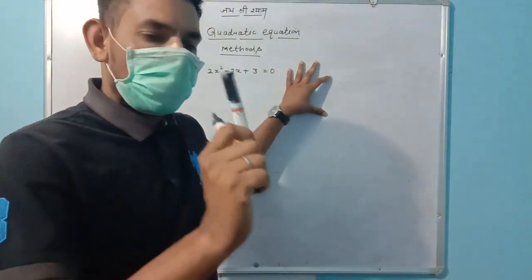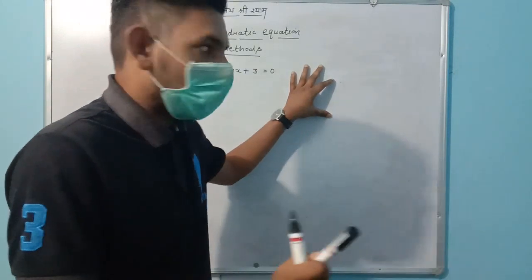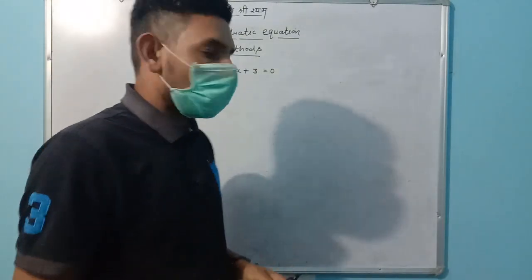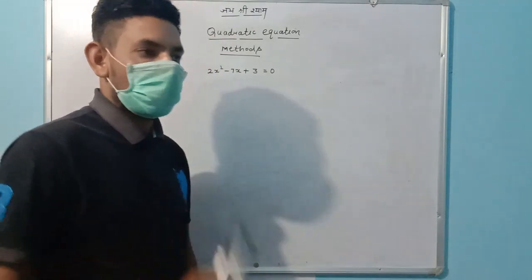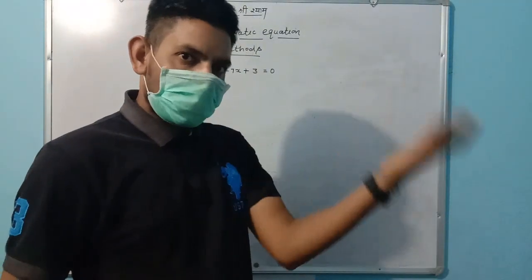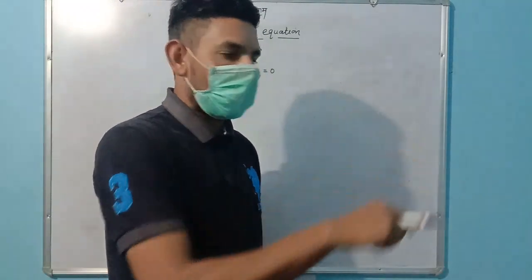The first method is the prime factorization method. The second method is the Sridharacharya method. The third method is the perfect square method. And students, method number one, I already explained in the last video.